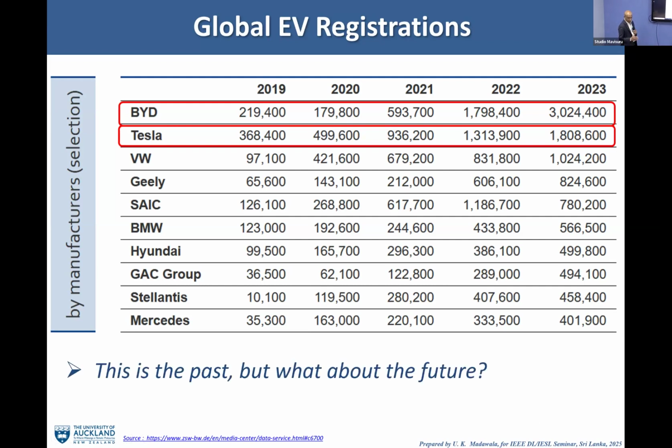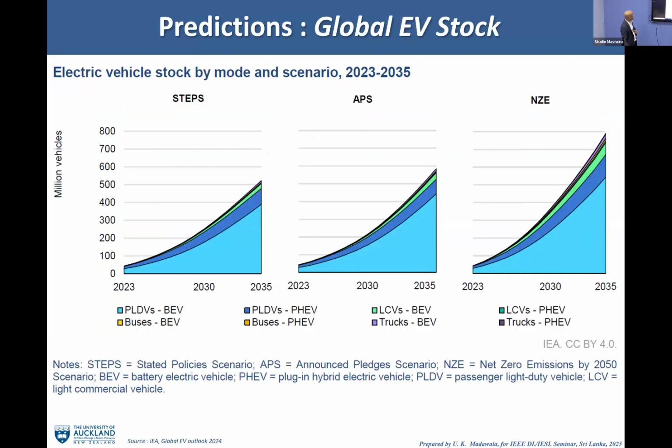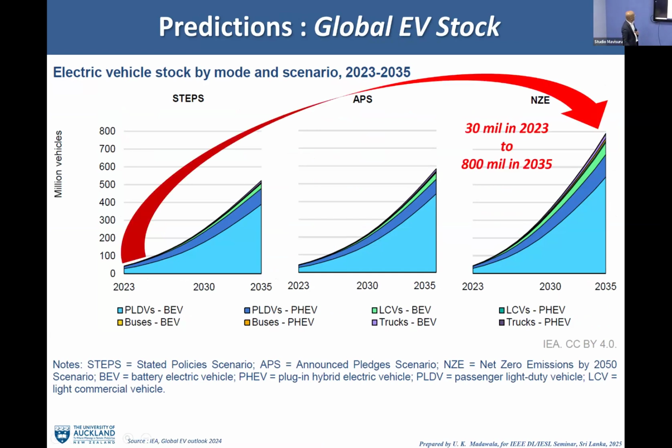So let's have a look at some of the projections to see how this exponential growth is going to continue. There you can see 3 different scenarios: STEPS, APS and NZE, that's net zero emissions, from 2023 to 2035. There you can see again an exponential growth, even in the worst case scenario, and with net zero emissions you can see a jump from 30 million in 2023 to 800 million in 2035. So what does this mean? This is what is being projected based on what's happening in the past and the present conditions as well.